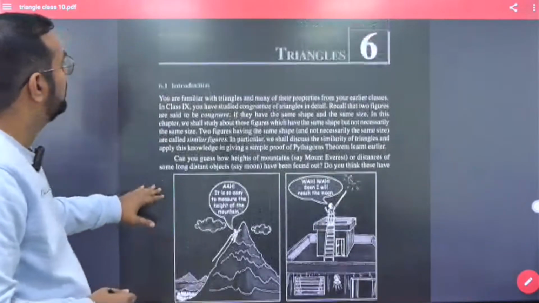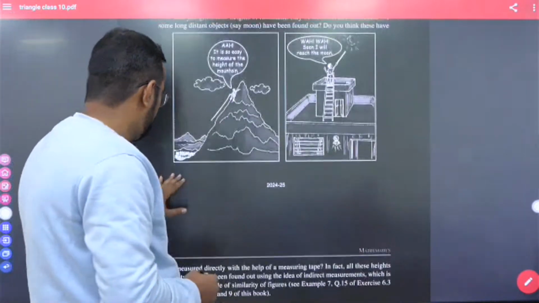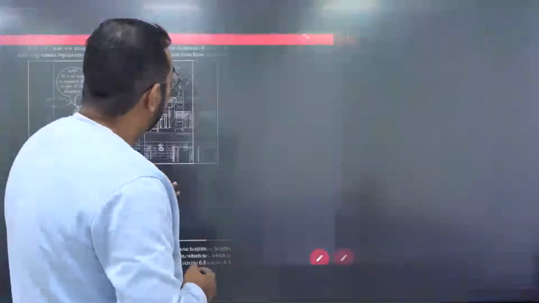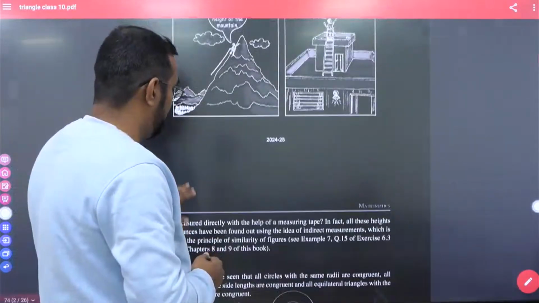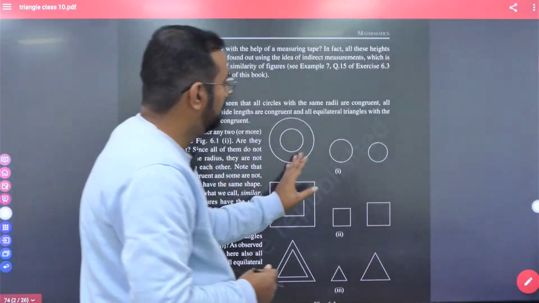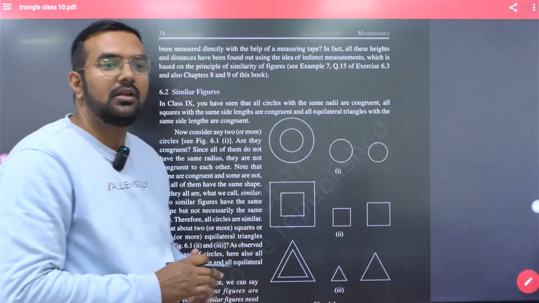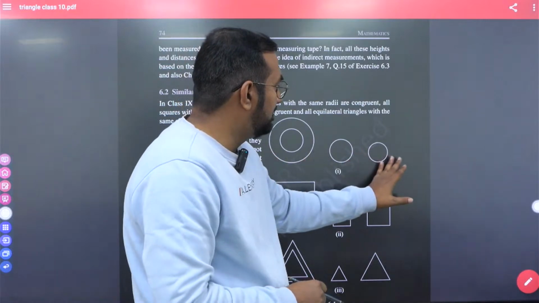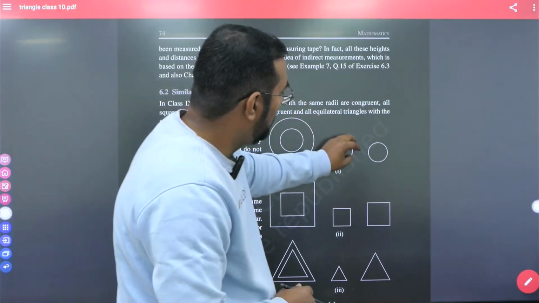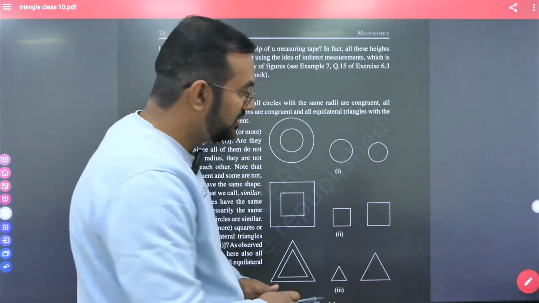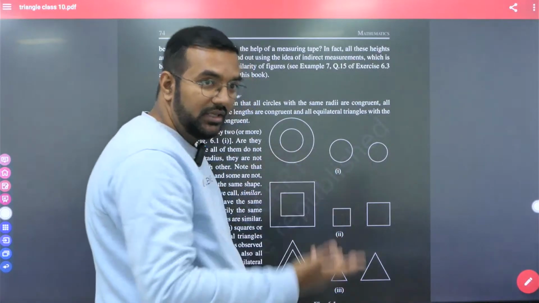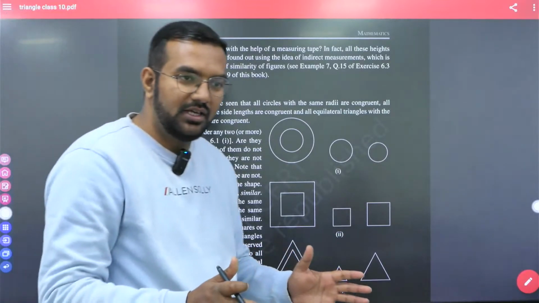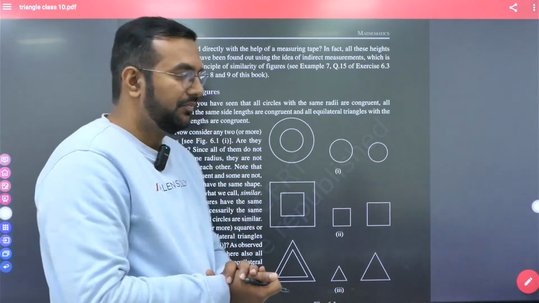Today we have chapter 6, triangles, that is similarity of triangles. We just discussed what similar figures are. If the shapes of two figures are the same, they are similar. For example, all circles are similar, whether they are large or small, because their shapes are the same. So similar figures means the shapes are the same.